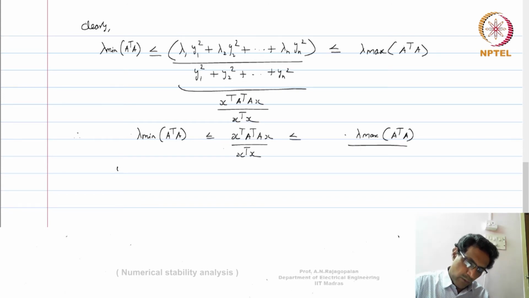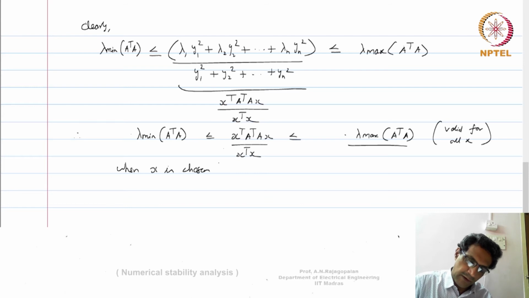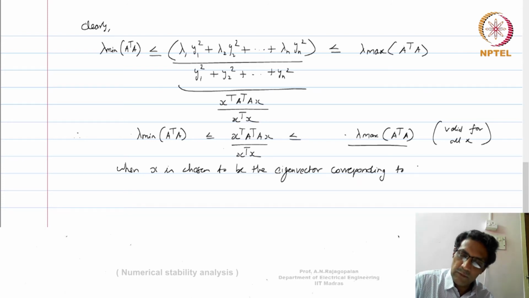Okay, when X... this is valid for all X. Right. This is valid for all X. When X is chosen to be the eigenvector corresponding to the eigenvalue lambda max of A transpose A, if you choose, because it's valid for all X.